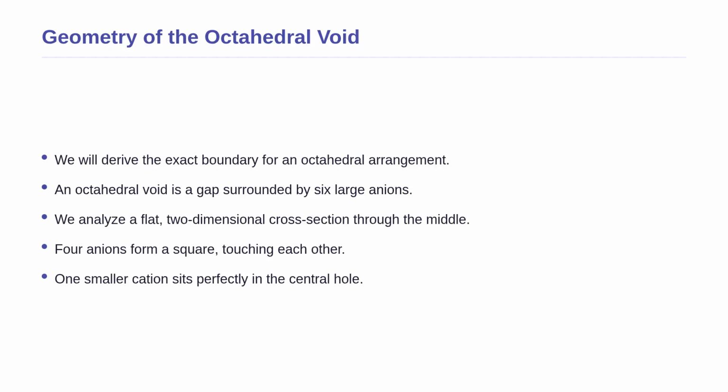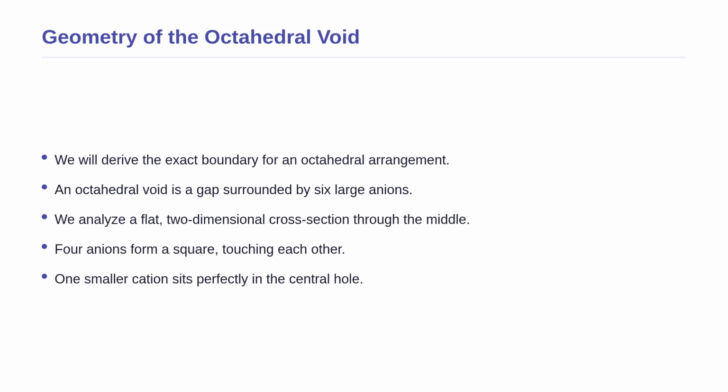Now that we have used this formula and its table, let us understand where those specific boundary numbers come from. We will derive the exact mathematical boundary for an octahedral arrangement, which is the point where the radius ratio equals 0.414. An octahedral void is a gap created when 6 large anions surround a central space.